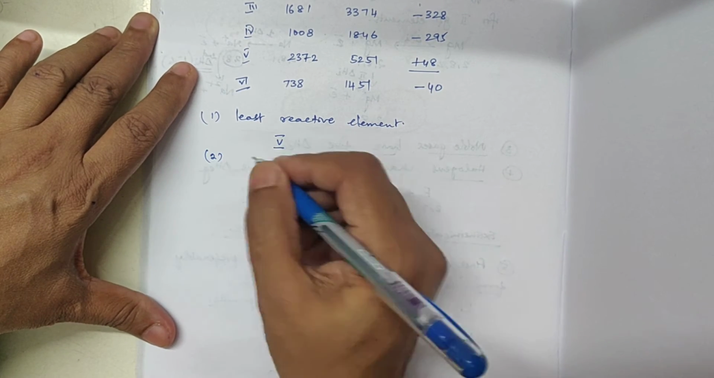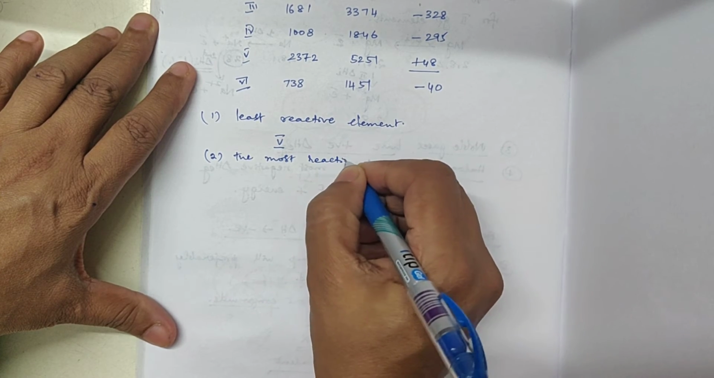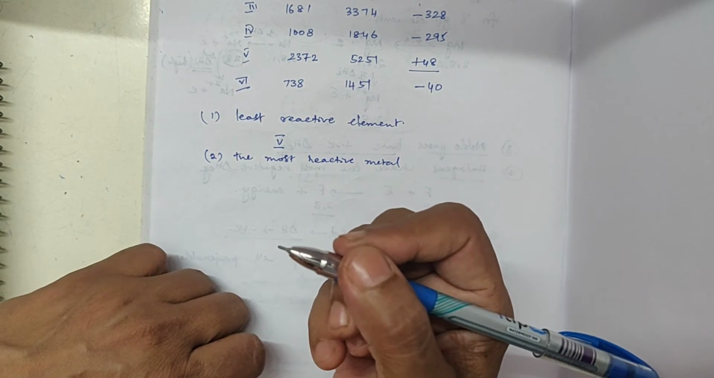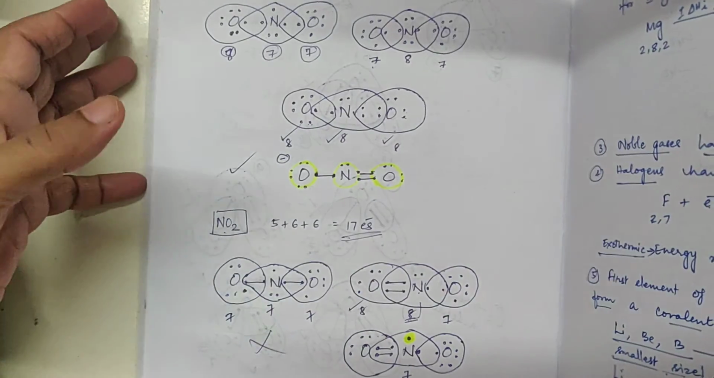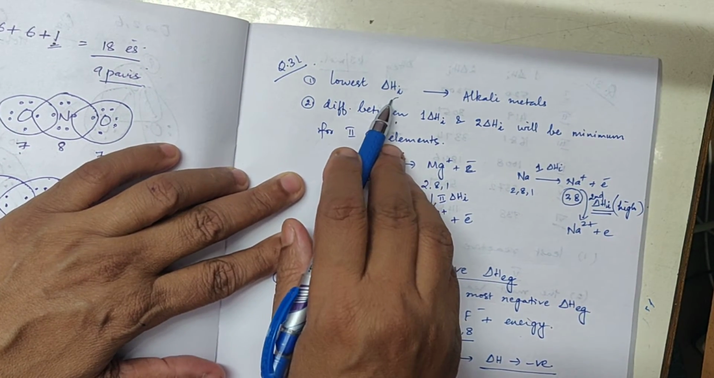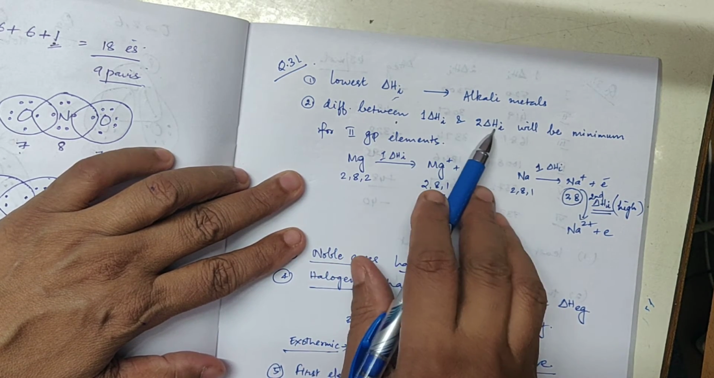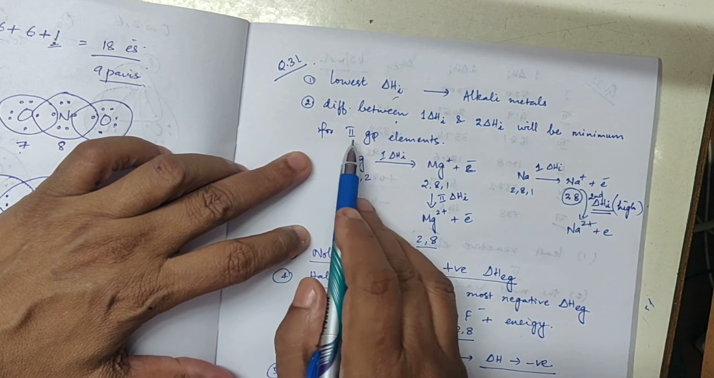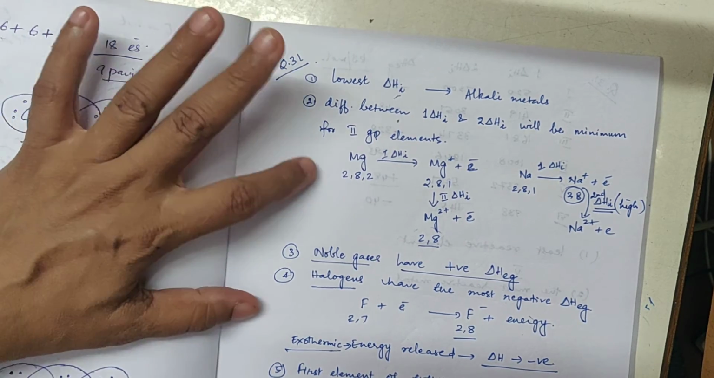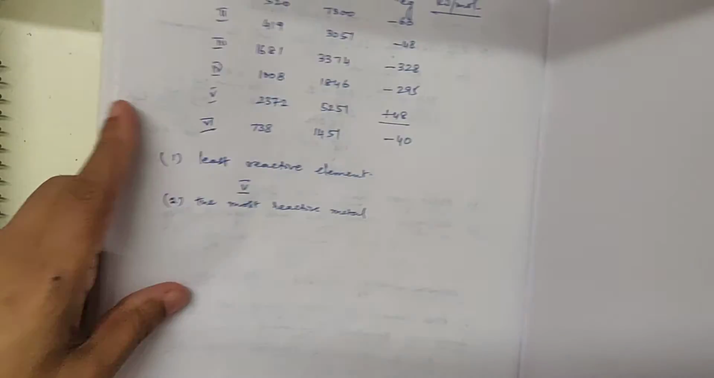Then number 2, they are asking the most reactive metal. Now what I told you: if the ionization enthalpy is the lowest, then they are alkali metals. And if the difference between first and second ionization enthalpy is minimum, then the probability is it will belong to second group elements. Okay, so these two things we saw. Now let us see in terms of values.